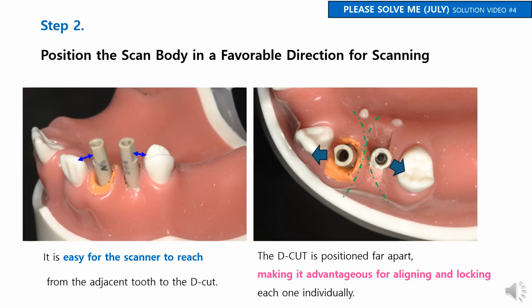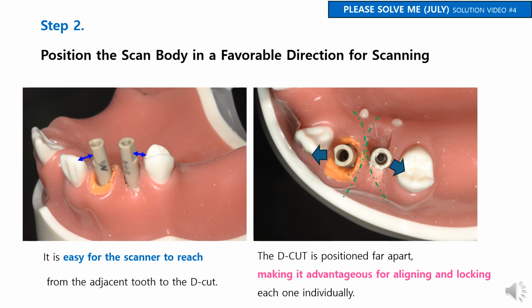Next is the process of connecting the scan bodies. Similar to the scanning strategy introduced in the article for severely tilted implants, the proper positioning of the D-cut areas, which is the most important part of the scan body, is crucial to make scanning easier. There are many possible combinations of D-cut orientations depending on the positions where the scan bodies are connected. It is definitely an important strategy to consider which direction to position the D-cut.